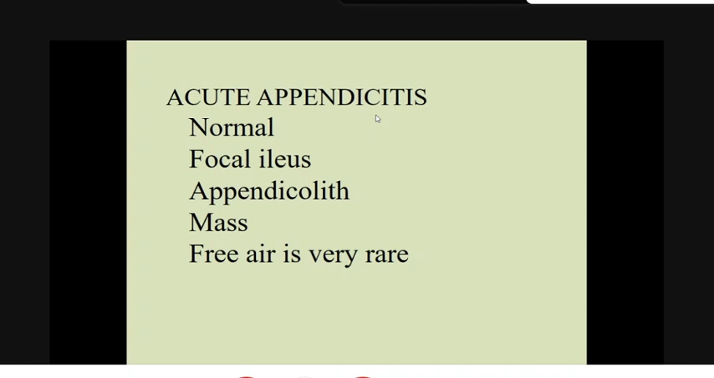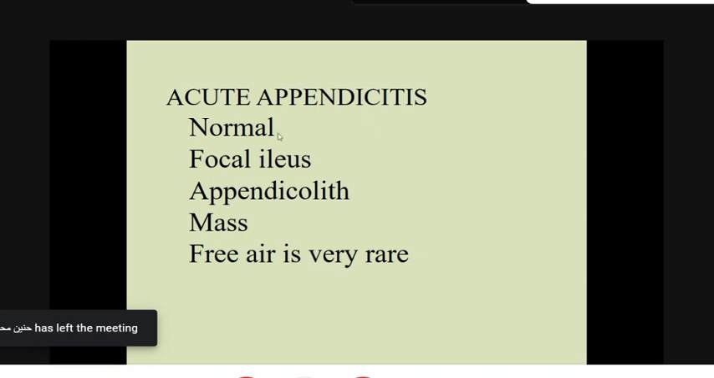By radiological methods. Previously, before the introduction of ultrasound, they depended on the signs on the plain abdominal film. But now, the first radiological tool to diagnose acute appendicitis is the ultrasound. But if the diagnosis is in query and we do an abdominal plain film to the patient, we should look for signs of acute appendicitis on the plain abdominal film. So, how can acute appendicitis be seen on the plain abdominal film?